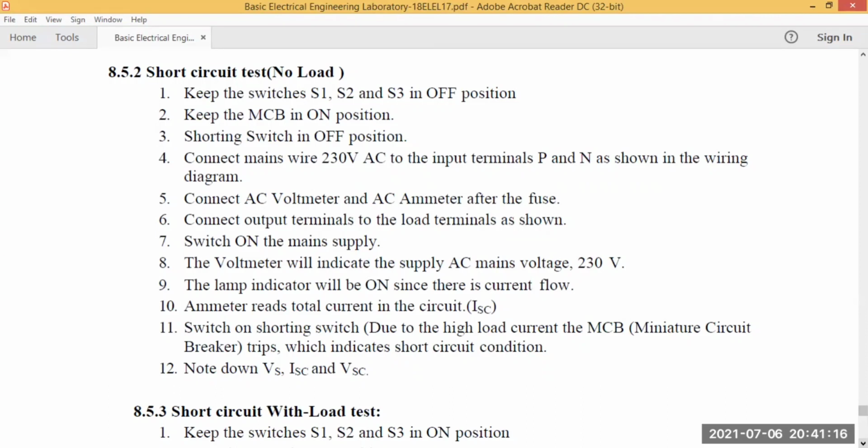Switch on the main supply. The voltmeter will indicate the supply AC mains voltage, that is 230 volts. The lamp indicator will be on since there is a current flow. The ammeter reads total current in the circuit. Switch on the short circuit switch and note down the VS, ISC and VSC. This is without applying the load.